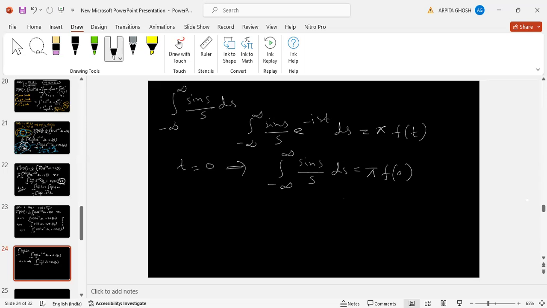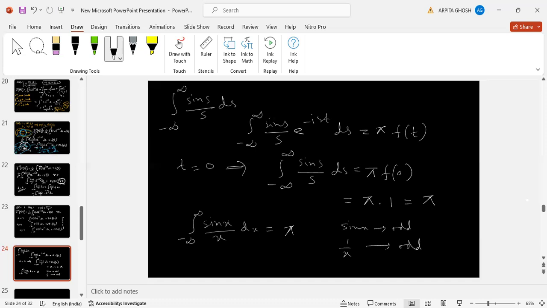Now f(0) is what? For t equal to 0, the functional value was 1. So this is equal to pi. That means the integral from minus infinity to plus infinity of sin x by x dx equals pi. Now see, sin x is an odd function. 1 by x is also an odd function, isn't it? x is an odd function, so obviously 1 by x is also odd, isn't it?